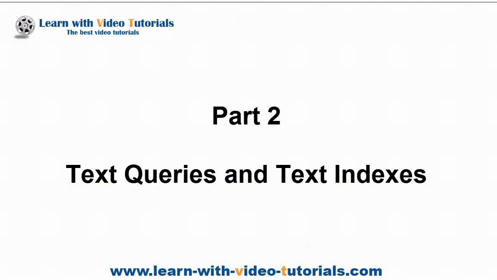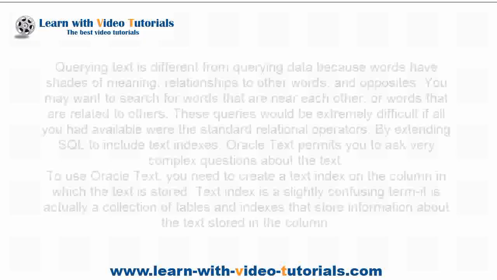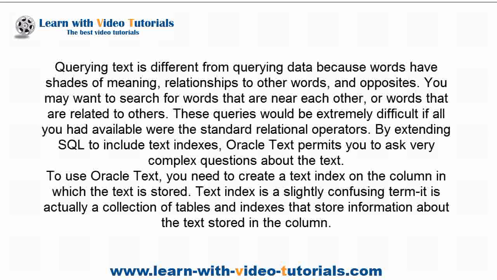Part 2. Text queries and text indexes. Querying text is different from querying data because words have shades of meaning, relationships to other words, and opposites. You may want to search for words that are near each other, or words that are related to others. These queries would be extremely difficult if all you had available were the standard relational operators. By extending SQL to include text indexes, Oracle Text permits you to ask very complex questions about the text.